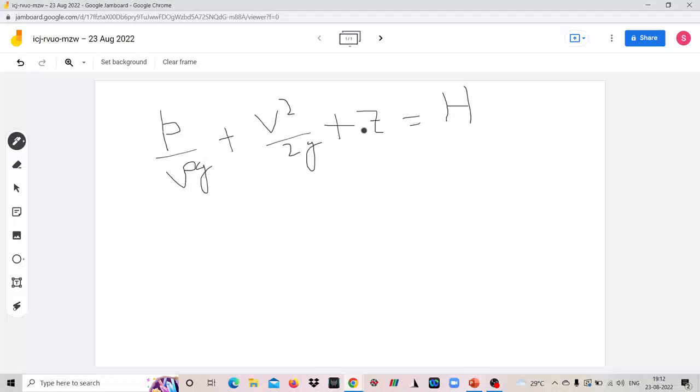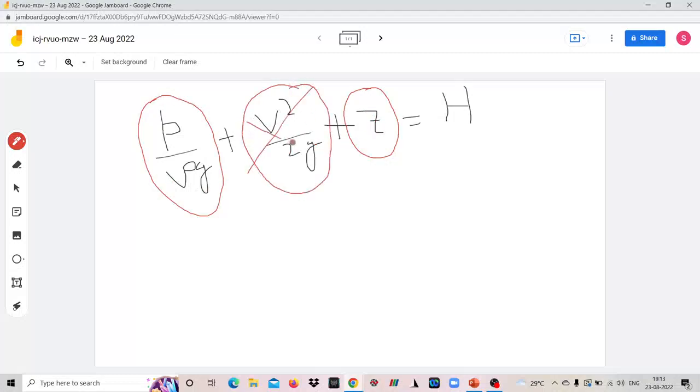Okay, now from this, if you only consider the first term, that is the pressure head, and the last term, that is the datum head, if you are measuring the energy only with respect to the pressure head and the datum head, you have not considered the velocity head, then these two terms constitute the piezometric head. The total energy or the total head is the summation of all these three terms.